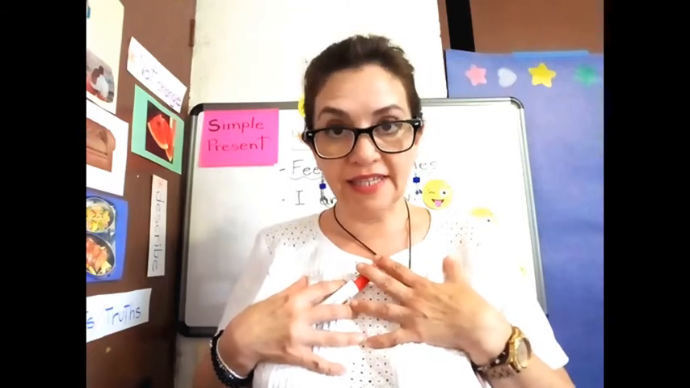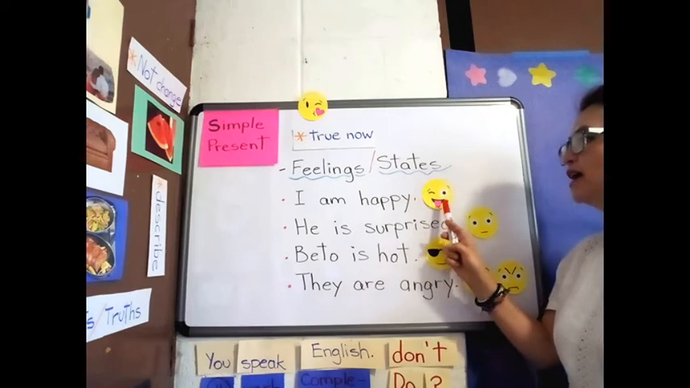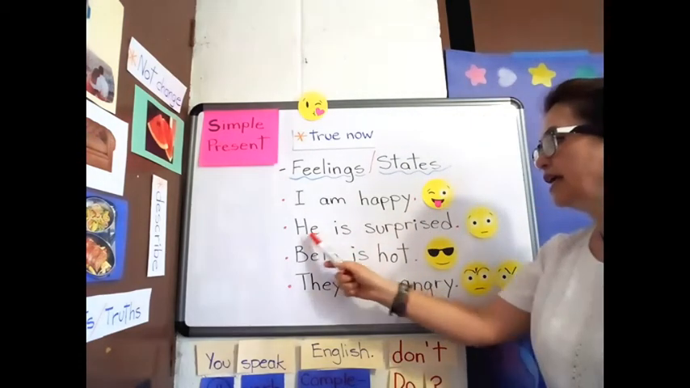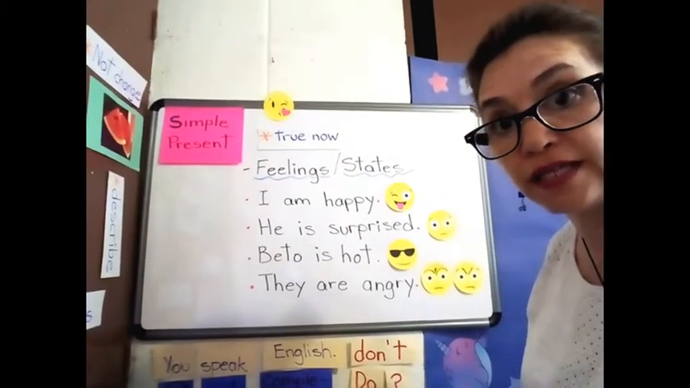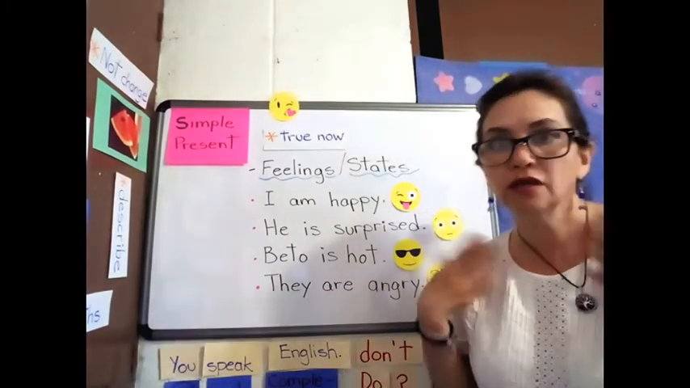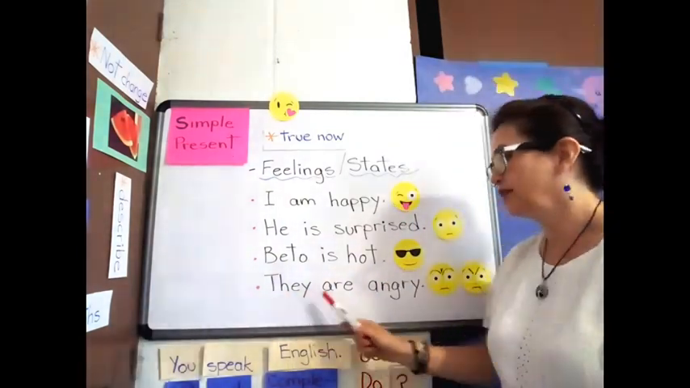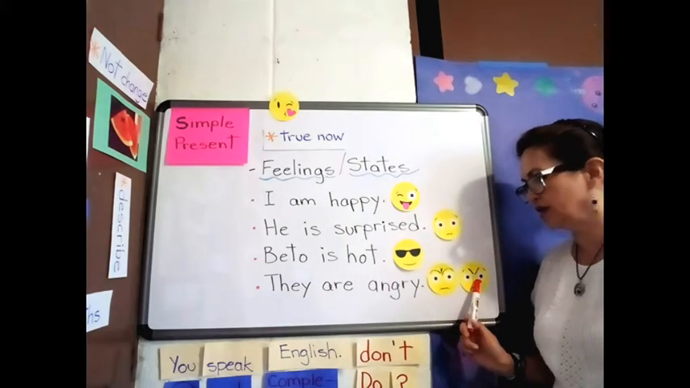Another use of the simple present tense is to talk about feelings and states. For example, I am happy. He is surprised. Beto is hot. We are hot. And they are angry.